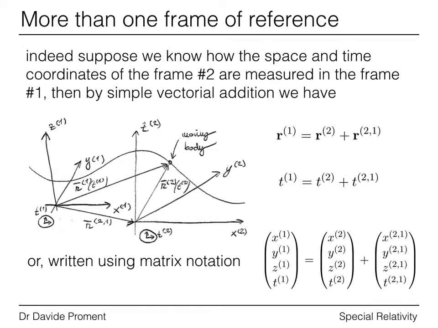We consider, for simplicity, the case where the two frames are spatially and time translated, and one does not move with respect to the other. One can express the spatial and time coordinates in the first frame as the spatial and time coordinates in the second frame, plus the spatial and time translations of the second frame with respect to the first. This operation can be performed as a matrix addition.